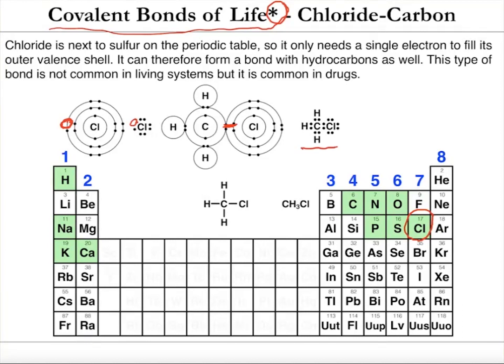If you just form a single covalent bond between a hydrocarbon and chlorine, that will fulfill the octet rule of all the atoms involved. And that would be shown right here. This isn't really a molecule that you would find in living things. We'll get to what chlorine or chloride does in living systems in a minute. But this is just to demonstrate the fulfillment of the octet rule with these other atoms that are bound to carbon.